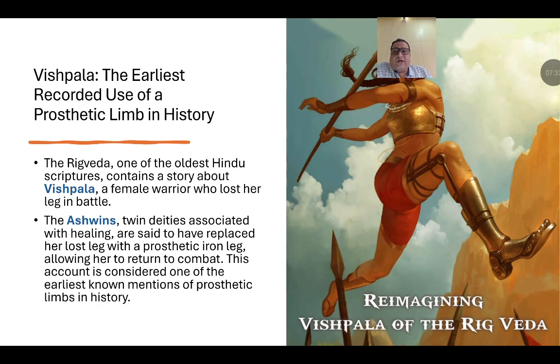So need of the socket is totally eliminated. Vishpala, the earliest recorded use of a prosthetic limb in history. In the Rig Veda, one of the oldest Hindu scriptures, there is a story of Vishpala, a female warrior who lost her leg in the battle. The Ashwin twin deities associated with healing are said to have replaced her lost leg with a prosthetic iron leg. This allowed her to return to combat.